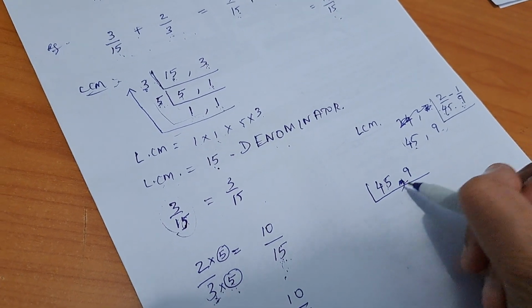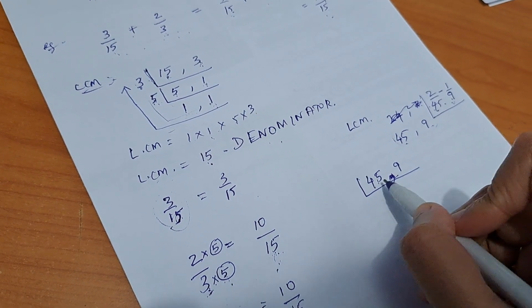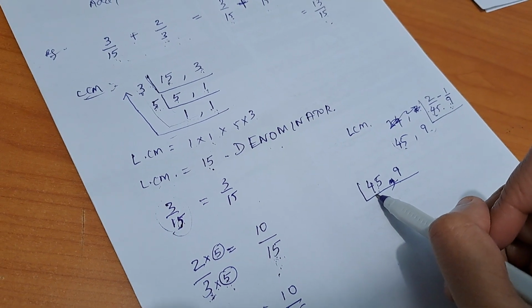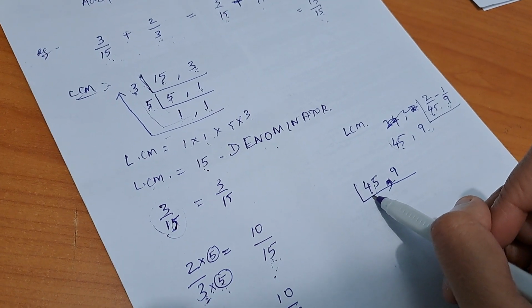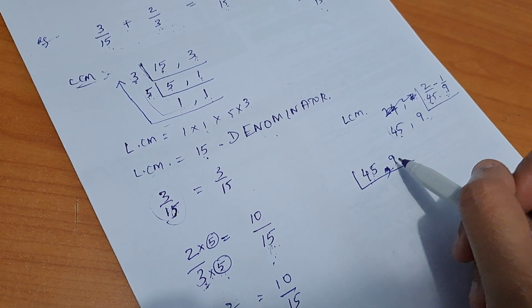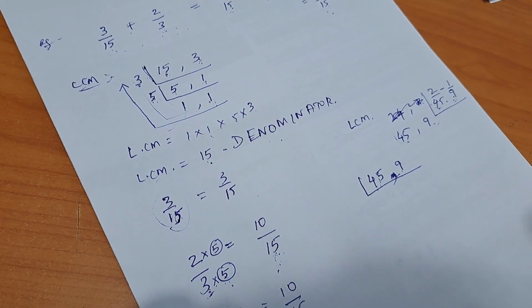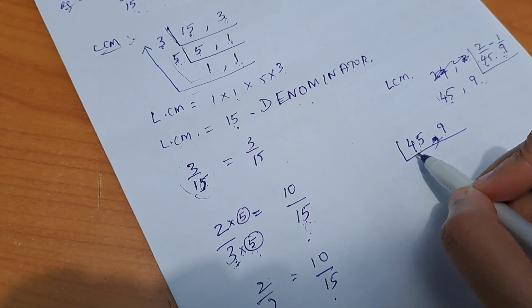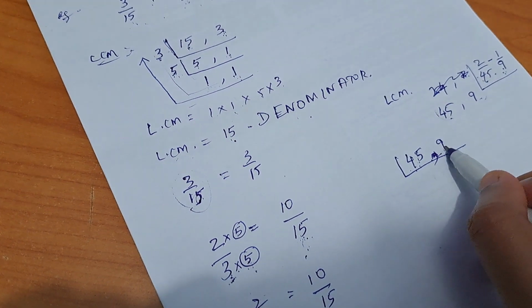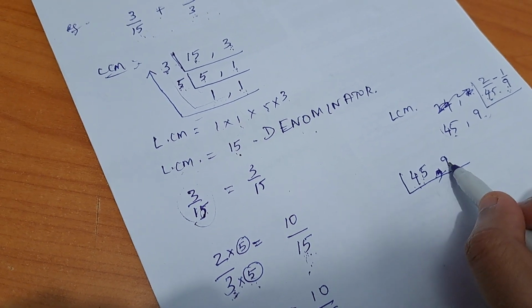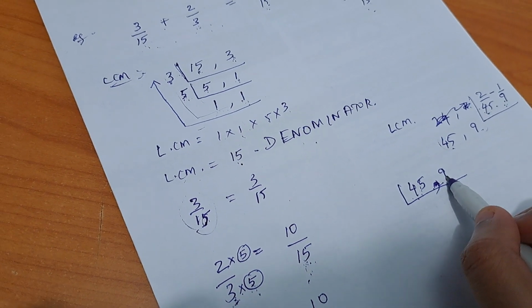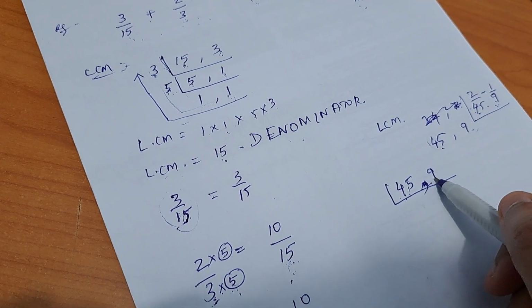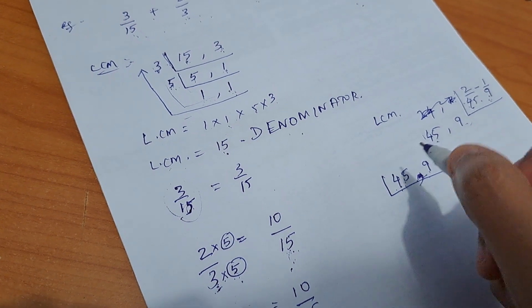Starting from 2. Are these two numbers, or any one of them, divisible by 2? Does 45 appear in the 2 table? No. Does 9 appear in the 2 table? No. So let's jump to the next number, 3. The 3 table will get you to 9. I'm not sure about 45, but if you're sure that at least one number is going to appear in your 3 table, go for it.